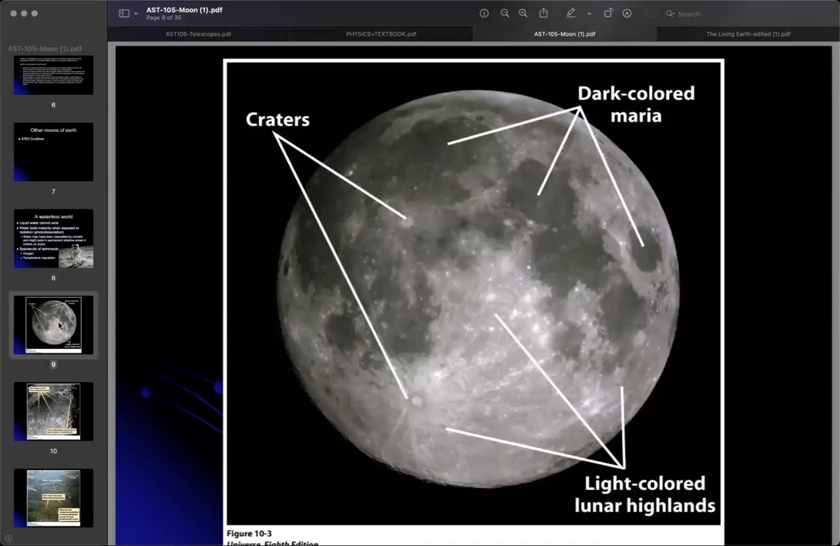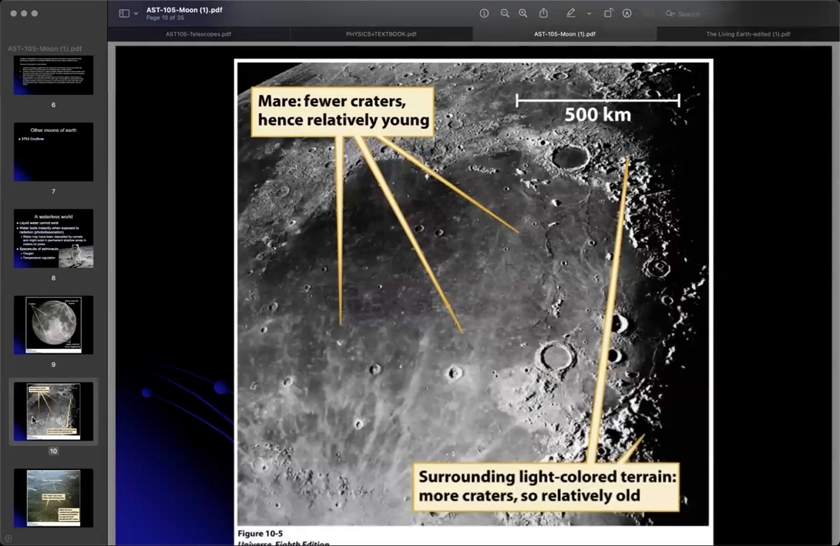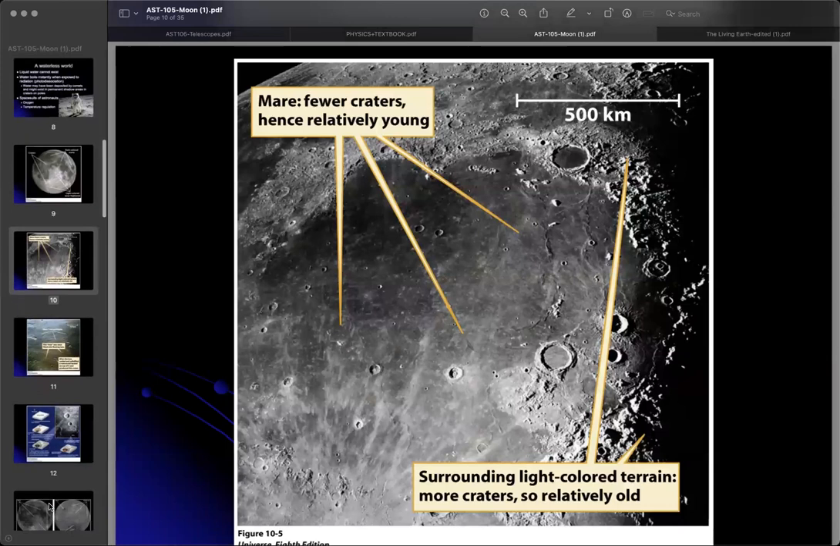If we look at the surface of the moon, we can see craters, and we see these dark colored areas, which are called Maria. And then the light colored areas are called lunar highlands. With a powerful telescope, we can see lots of craters on the moon.